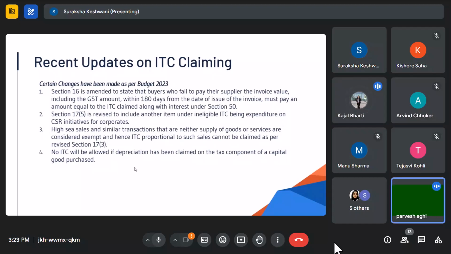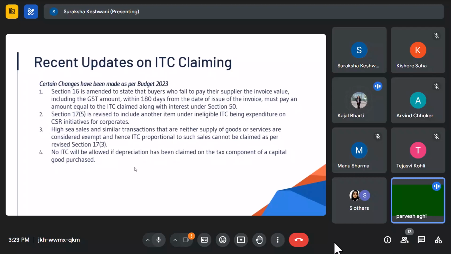Can you just explain in layman language what it means? Under Section 16, you will have to provide the supplier invoices. But if the invoice is not provided within 180 days, hold on, Kajal, you're making something wrong. You have to pay your supplier; you can take the input credit only once you have paid the money to your supplier.